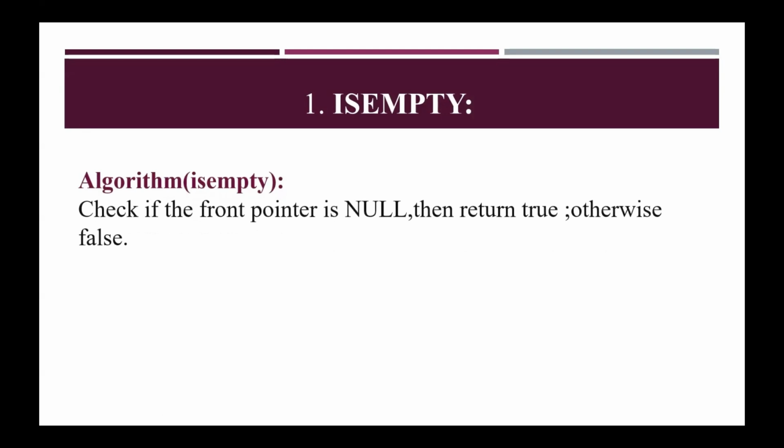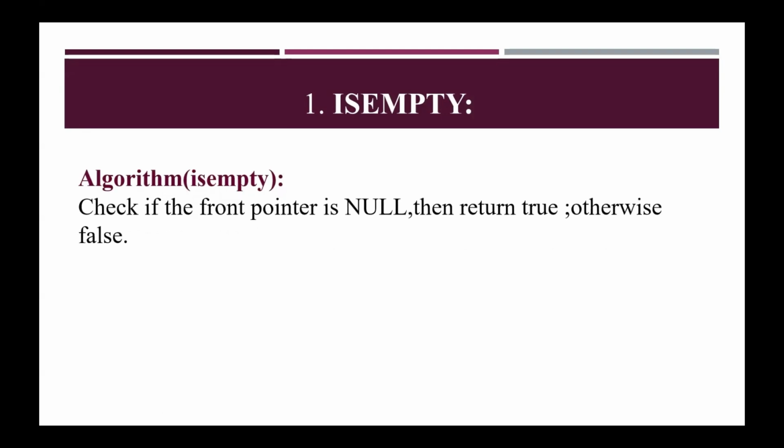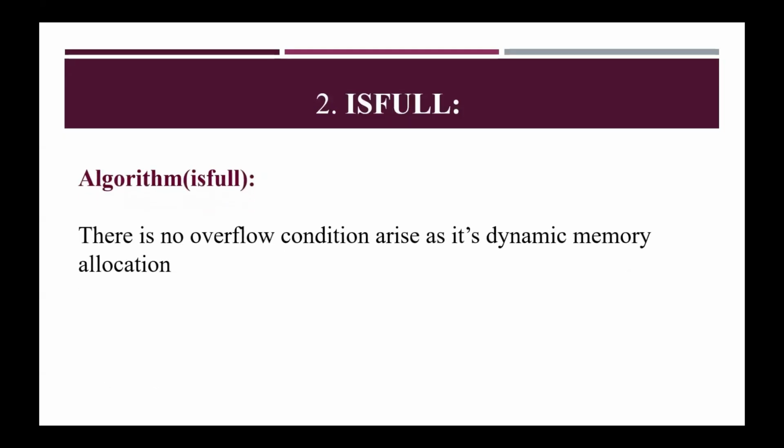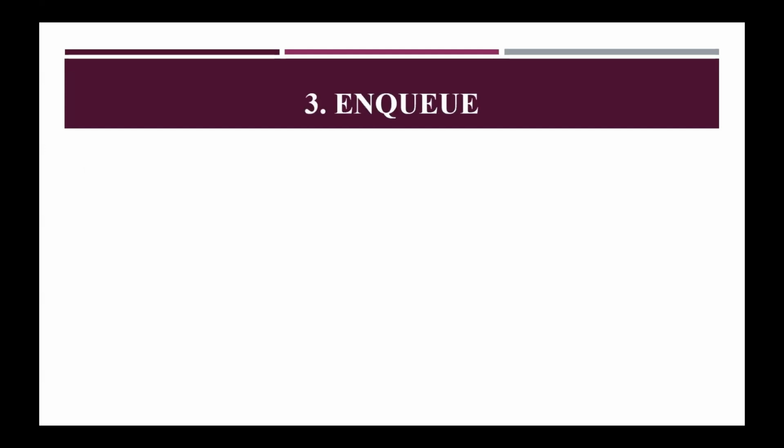The first operation is isEmpty. If the front pointer is null, then it returns true. Means we write an isEmpty function to check whether the linked list implementation of the queue is empty or not. If it is empty it returns true, otherwise it returns false. For the full condition, there is no overflow condition because we are using dynamic memory allocation. Sometimes it may happen that memory allocation fails, but the chances are very rare.